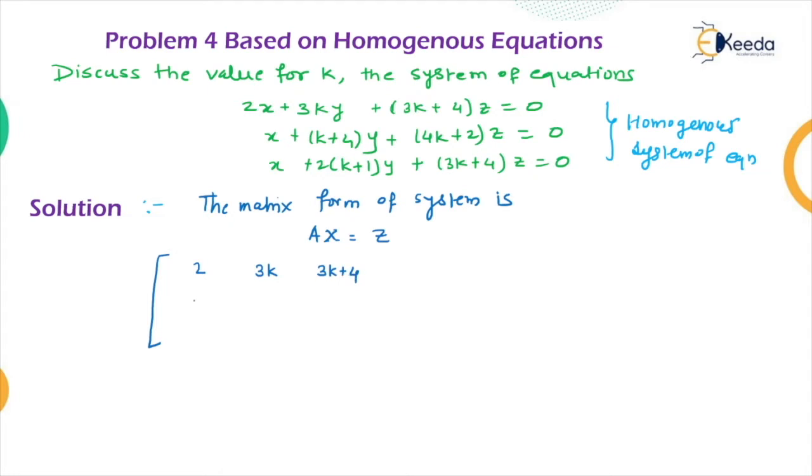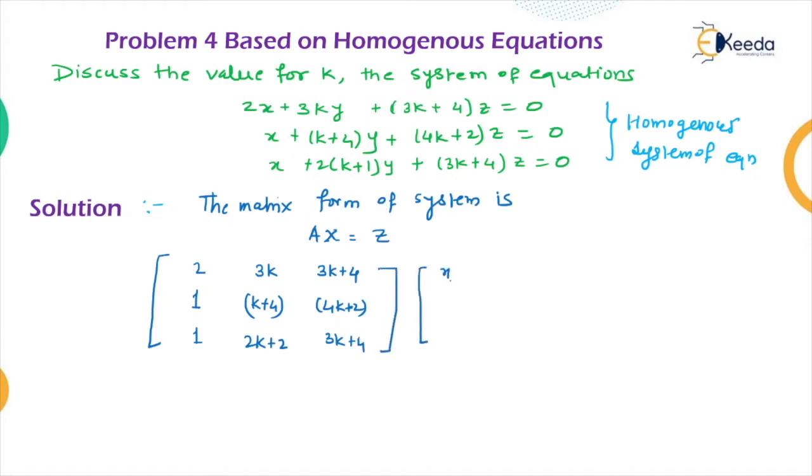Next, in the second equation the coefficients are 1, then k plus 4, then 4k plus 2. In the third equation, 1, then 2 into (k plus 1), which can be written as 2k plus 2, and the next one is 3k plus 4. So this is the matrix A.